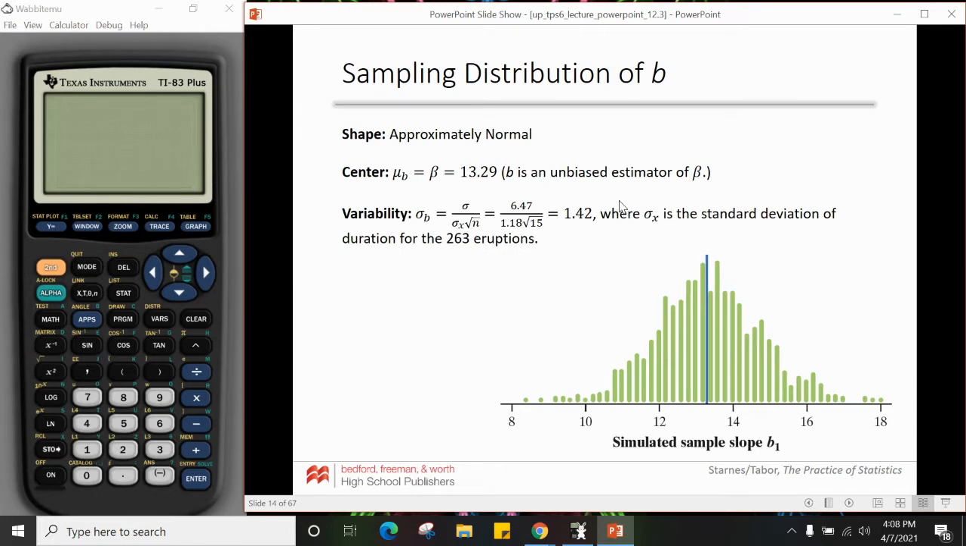The variability of B, so that comes from, if you looked at sampling distribution standard deviation, you would see a very similar formula here, but it's sigma divided by sigma of x times the square root of n. Right? So our variability here is 1.42.